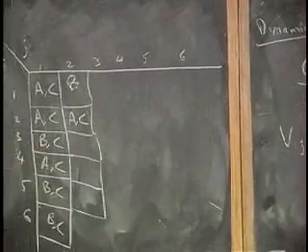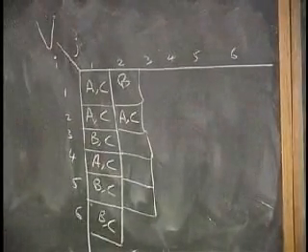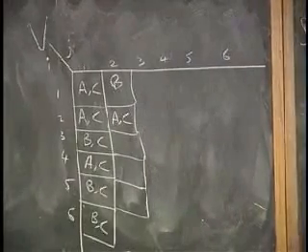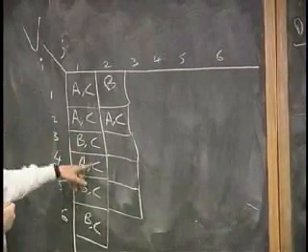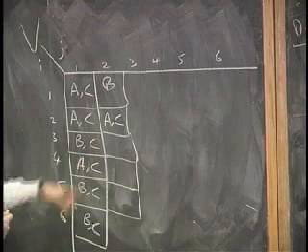How about here? BA, BC, CC, CA. How do you get A? Because it's BC. Can you get B? No. Can you get C? No. So just A.